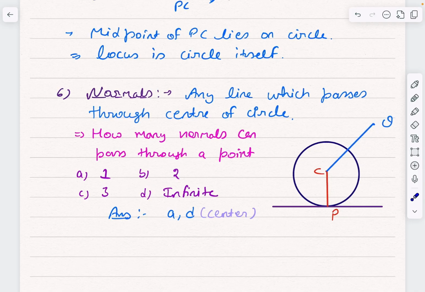Okay, so a question could be asked: how many normals can pass through a point? In a plane, if you take a point, how many normals can pass through it? The options are 1, 2, 3 or infinite. So the correct answer could be 1 or infinite, so basically A and D. How infinite? If you take the center of the circle, infinite normals will pass through that point, because every normal passes through it. And if you take any other point in the plane, inside, outside, or on the circle, only one normal will pass through it.